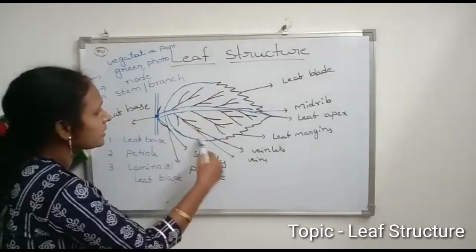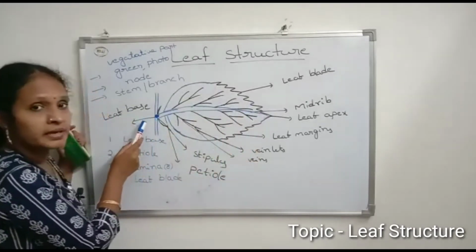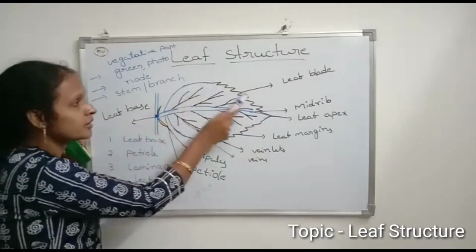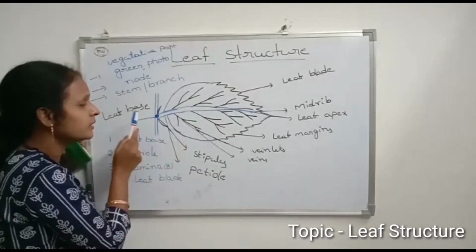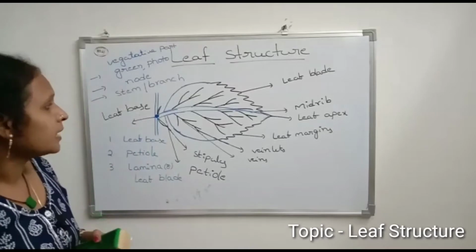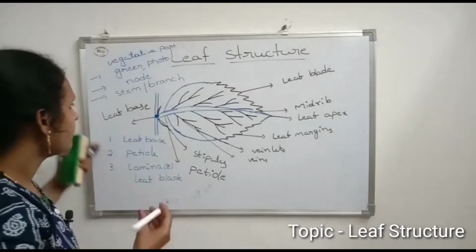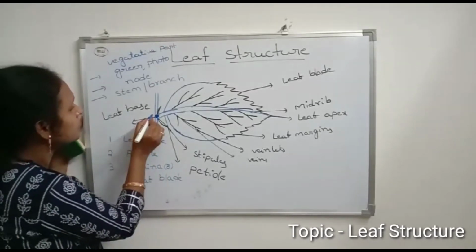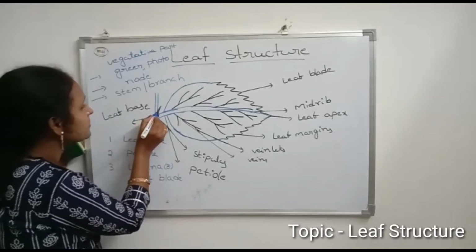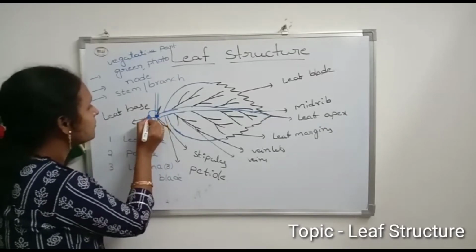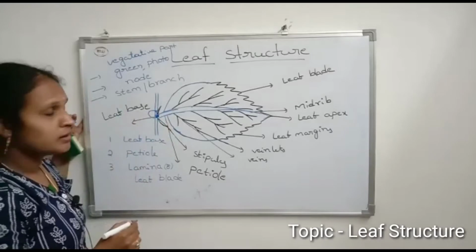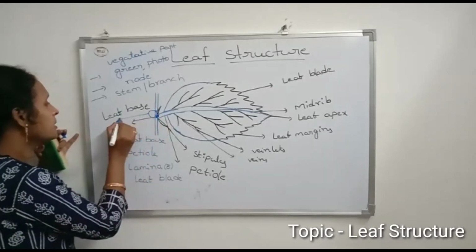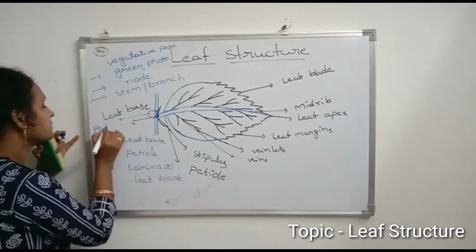The leaf is attached to the stem by the leaf base. In dicotyledon plants, that is the Fabaceae plants, the leaf base becomes swollen to form the pulvinous leaf base.